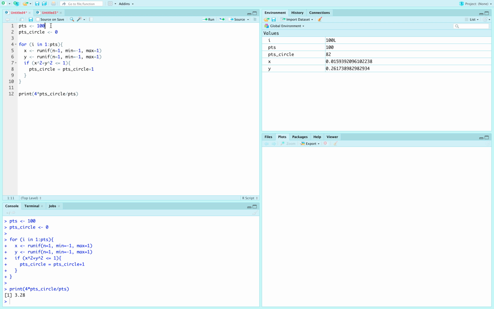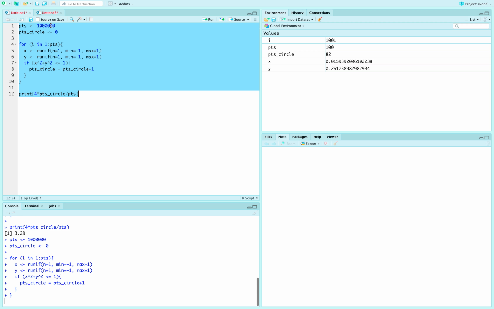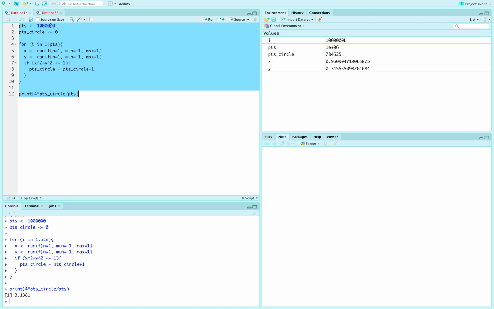Nag-start tayo with 100. Let's say gawin natin 1 million. If you make it 1 million, tatagal ang computation kasi uulitin niya yung loop for 1 million times, and based from this, the approximate value of pi is 3.1381. Okay? Run pa natin ng isang beses.